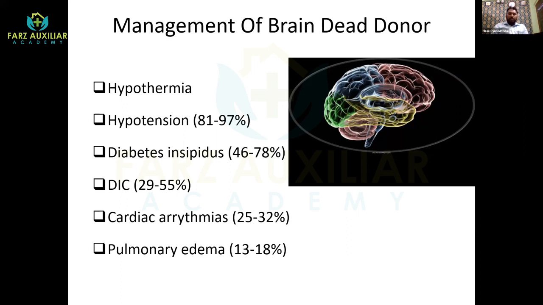There is diabetes insipidus because of loss of vasopressin, because the pituitary is damaged. DIC occurs because of plasminogen activation, and cardiac arrhythmia can occur transiently because of catecholamine surge, and pulmonary edema is also due to catecholamine surge.